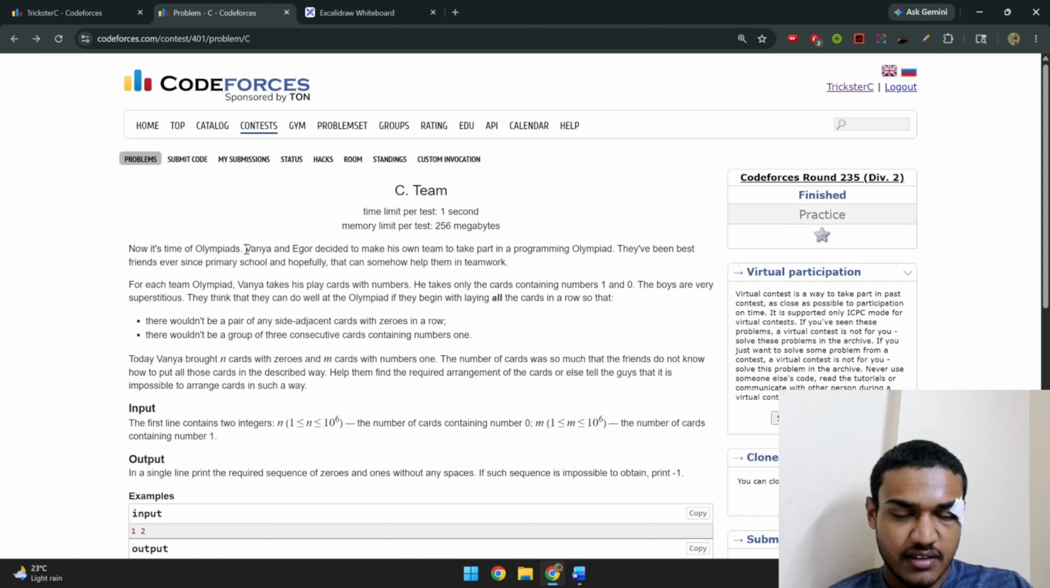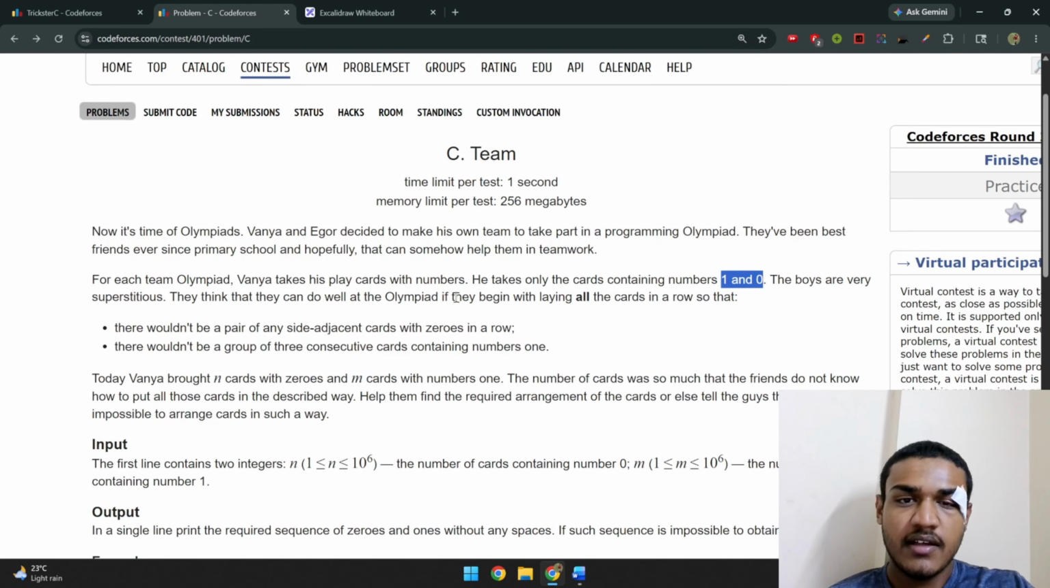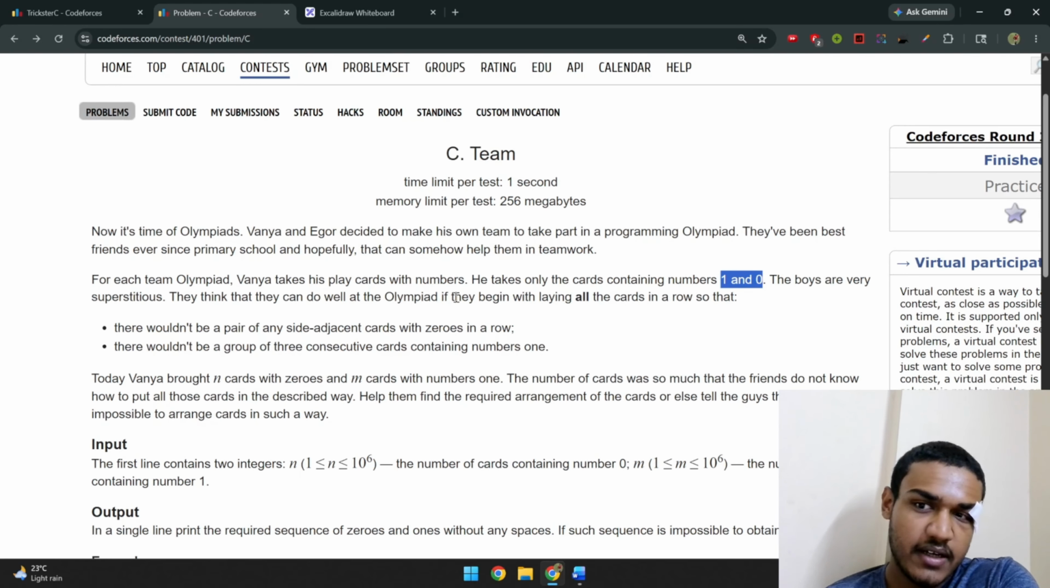Going over this really quickly, we have two friends and they have a deck of cards which contain the numbers 1 and 0. They are superstitious and believe in laying down these cards in a very specific pattern. If they're not able to make this pattern, they are unlucky. So they have certain criteria for this pattern.